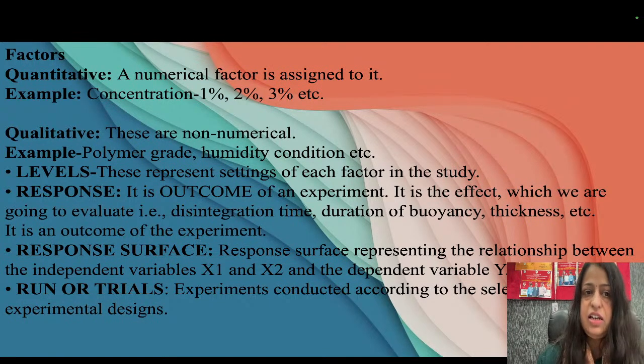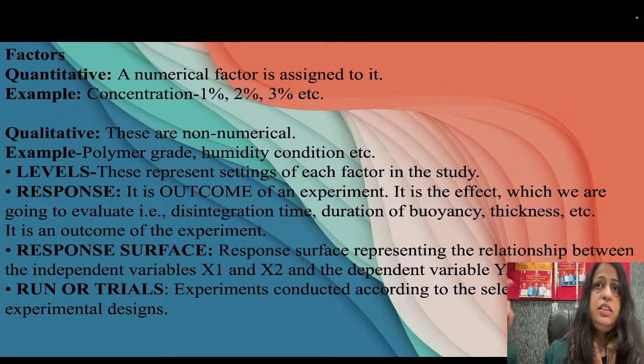The other factor can be a category factor, where I am talking about the grade of a polymer and the grade of any other excipient, right? Here we can take the humidity condition. So these are the qualitative factors. If I am going to study the effect of a categorical factor, then I will select the polymer grade. For example, we can take the grade of HPMC, right? You all have heard about HPMC.